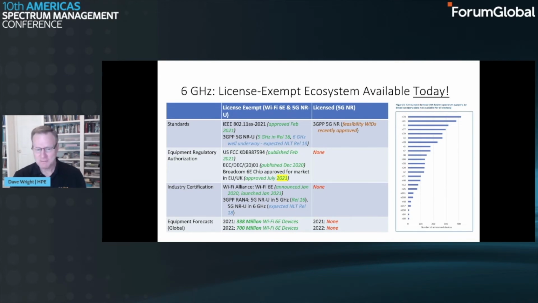And then again, what I'm going to do is contrast that with the licensed IMT type activity. So the only thing you're going to see in that right column is that, yes, there have been some feasibility work items approved in 3GPP, and that's it. There hasn't been any equipment regulatory authorizations, there hasn't been any RAN 4 activity, and there are no equipment forecasts. So, you know, I think that kind of speaks for itself. So the message really is that there is Wi-Fi equipment available today. There's no IMT equipment available for 6 gigahertz.